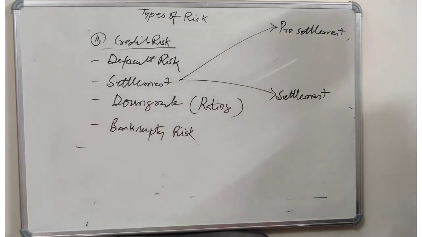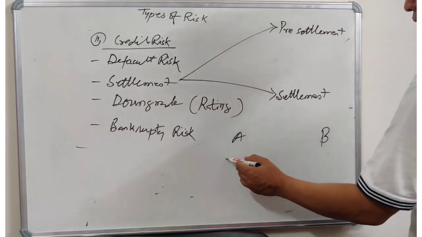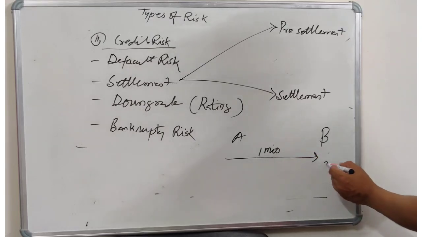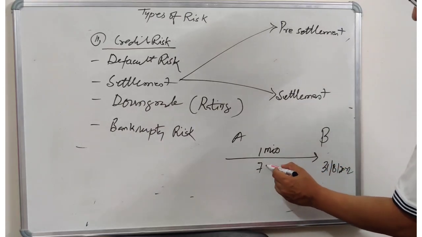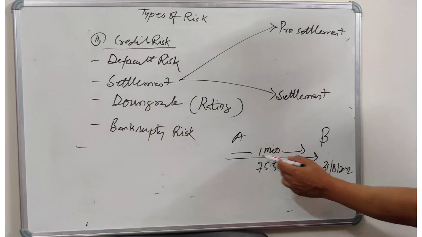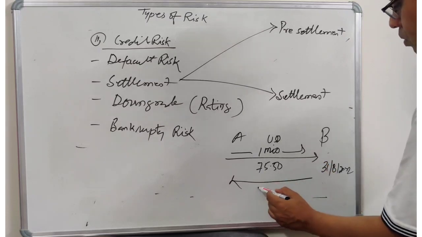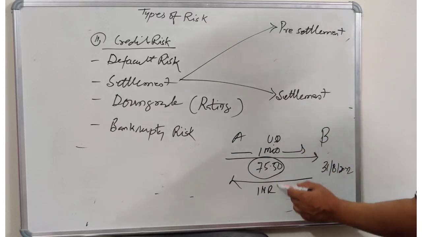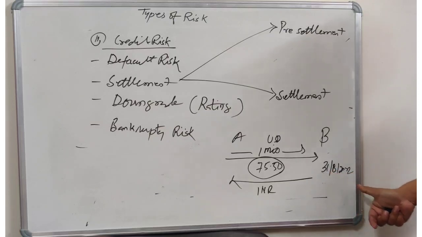Like suppose you have one contract with two parties, let's say party A and B. Party A says he will give party B USD 1 million on 31st August 2022 at the rate of 75.50. This is the agreement, and A will give him USD, and B will give him INR. This rate is fixed. 1 million USD he will give to him, and equivalent INR B will give to him. And this is the one contract which is maturing on 31st August 2022.